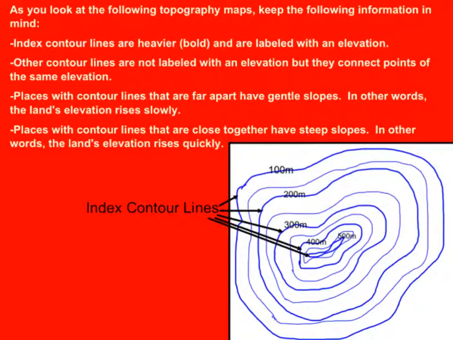Places with contour lines that are far apart have gentle slopes. For example, this area in this section has a much gentler slope than those places that are close together. So here in the center, these would be a much steeper slope. In other words, the land's elevation rises quickly. The closer together the lines are, the more steep the mountain is. The more spread apart the two lines are, the more gentle the slope is.